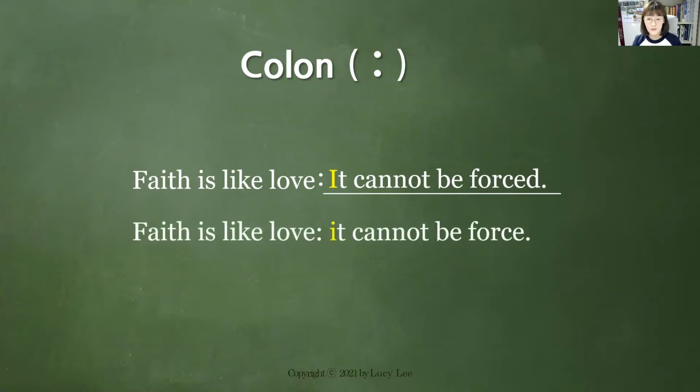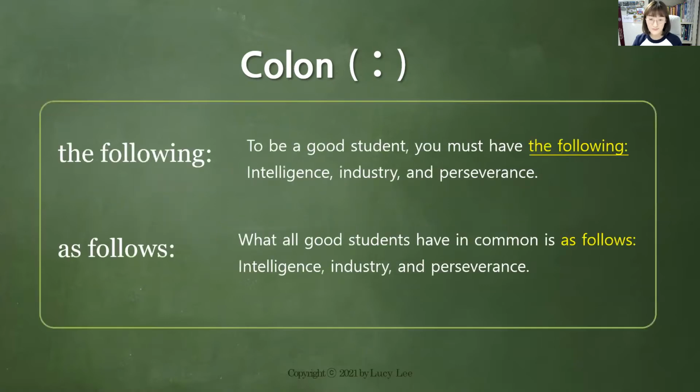You can start the capital as well as a small letter as the first letter of the second sentence after the semicolon. Both are correct. Colon is often used with the following or as follows, like my examples. To be a good student, you must have the following: intelligence, industry, and perseverance. What all good students have in common is as follows: intelligence, industry, and perseverance.